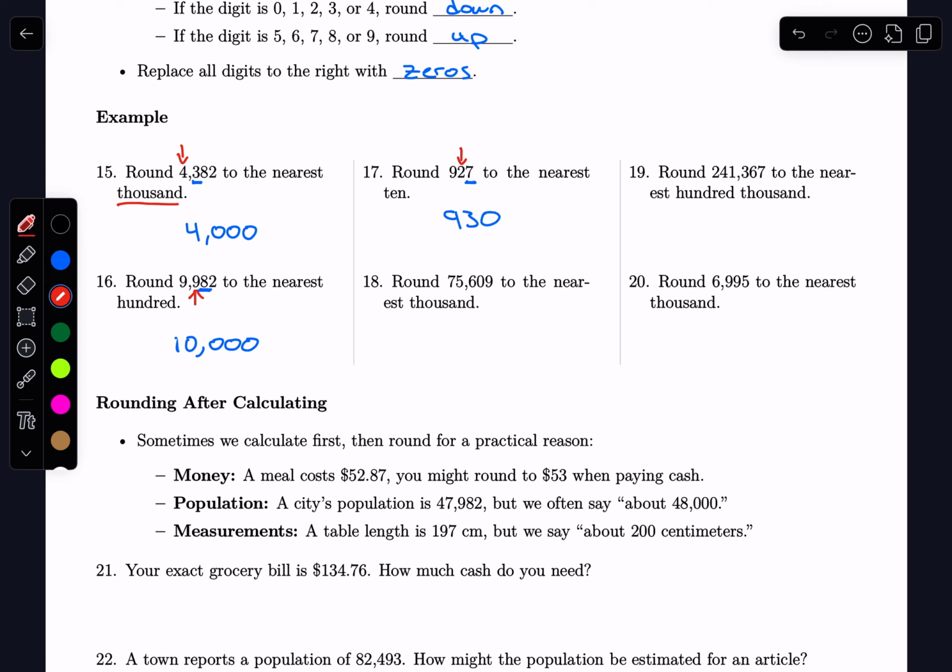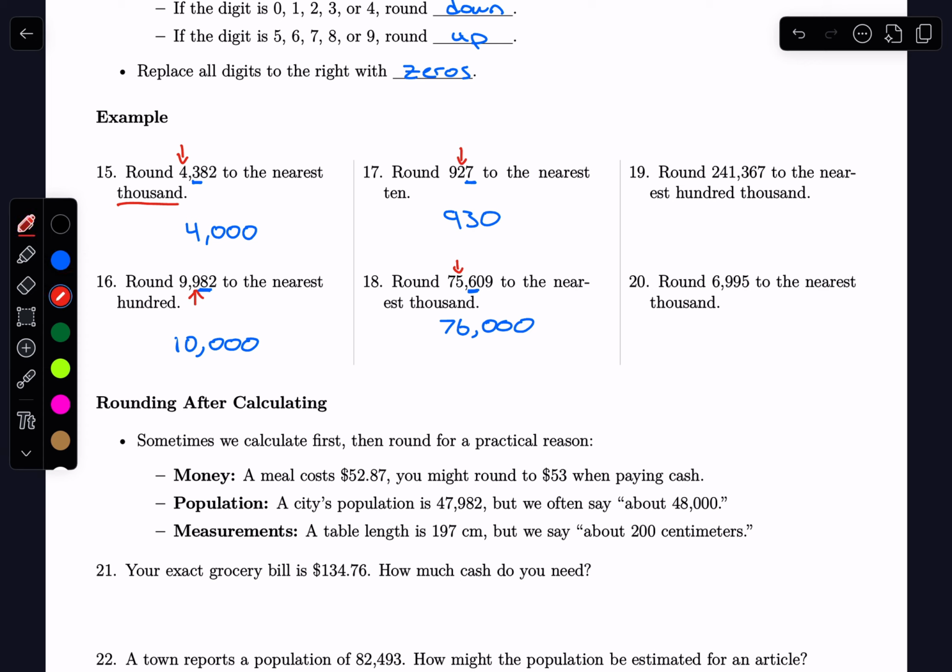Number 18, we're going to round 75,609 to the nearest 1,000, which is where the 5 is. The number next to the 5 is a 6. 6 tells me to round up, so we're going to round 75,609 to be 76,000, where I turn the 5 into a 6, and I make the digits to the right all zeros.